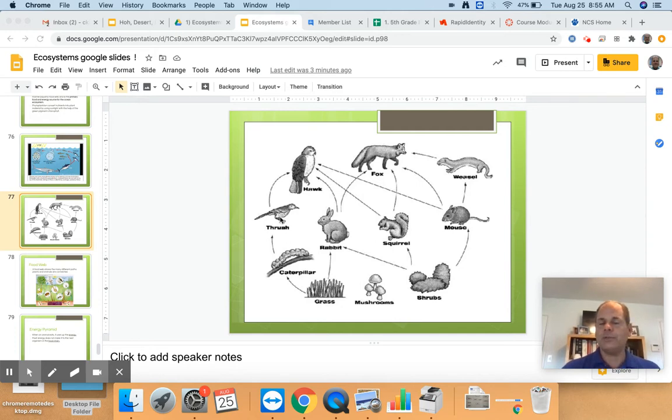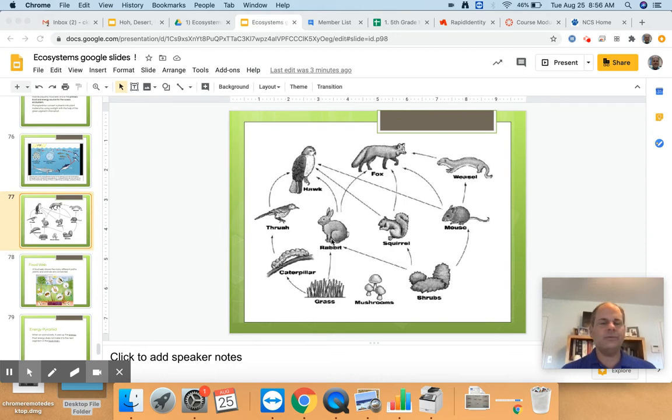Now, when the thrush, the bird, eats the caterpillar, then the energy flows from the caterpillar into the bird. And likewise, when the hawk maybe eats the bird, the energy flows from the bird into the hawk, from the rabbit into the hawk, from the squirrel into the hawk, from the mouse into the hawk. So you see that this is a more real picture than just a food chain. A simple food chain might be grass, caterpillar, thrush, hawk.